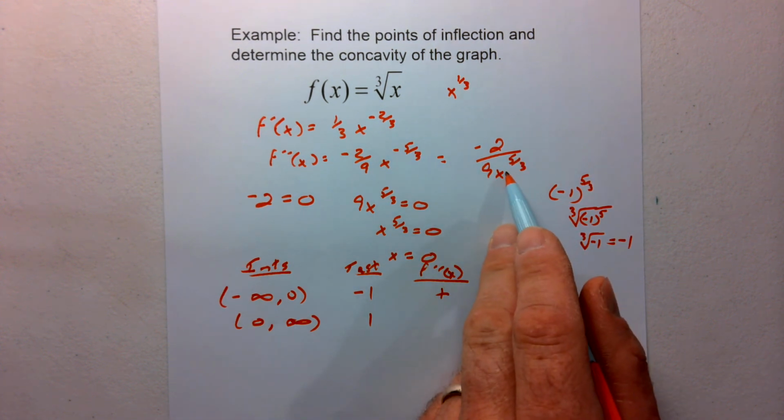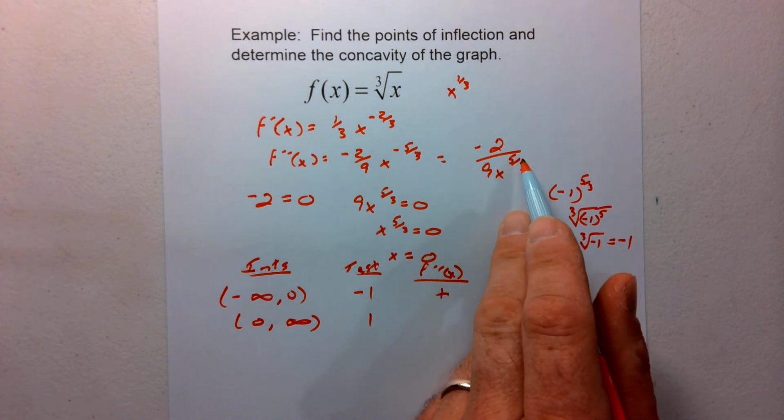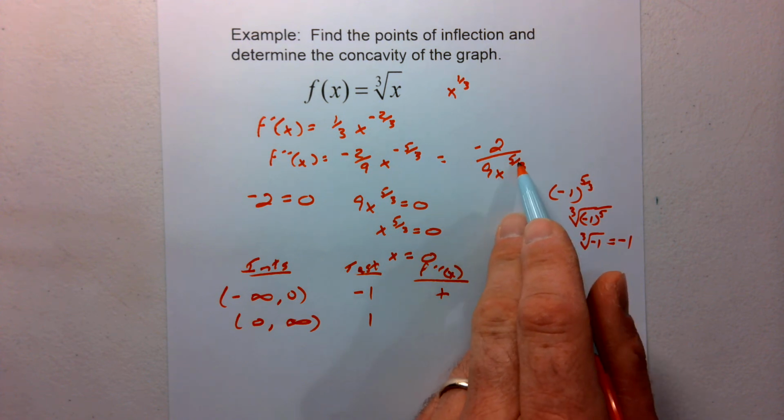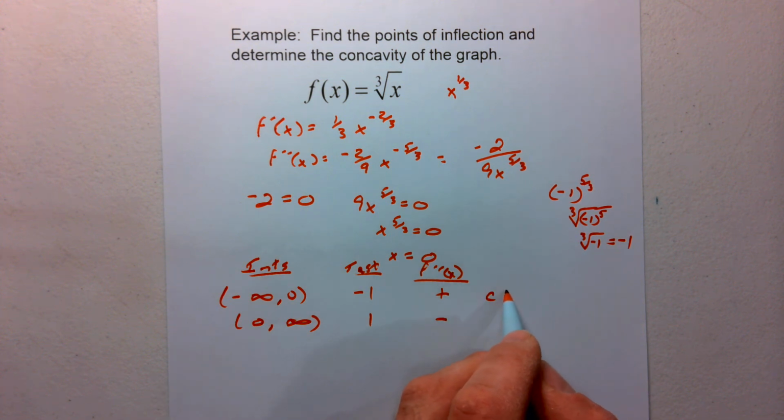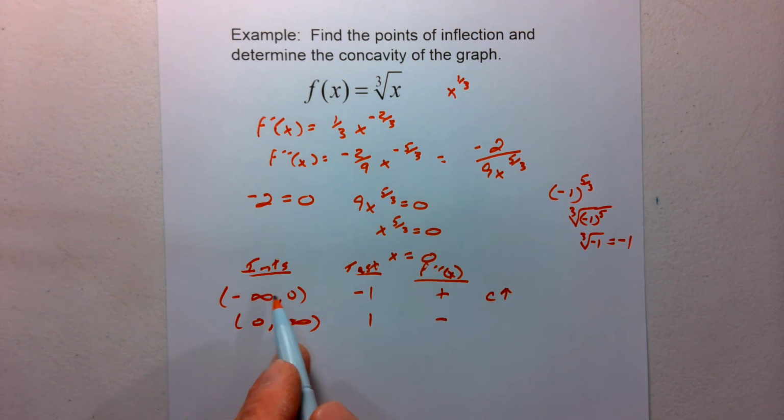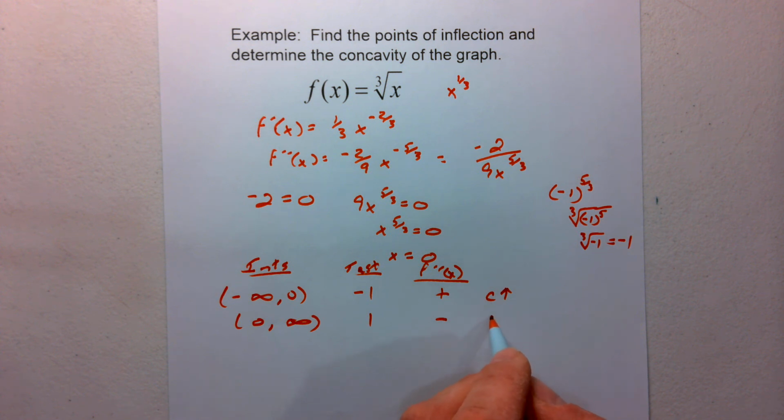If I plug in 1, a positive number to any exponent is going to be positive. So we get a negative divided by a positive, which is negative. So we're going to be concave up on the interval from negative infinity to 0. And we're going to be concave down on the interval from 0 to infinity.